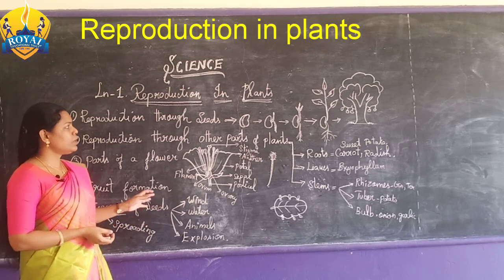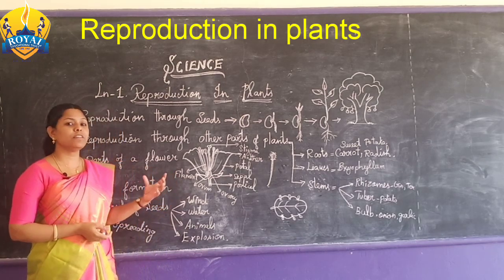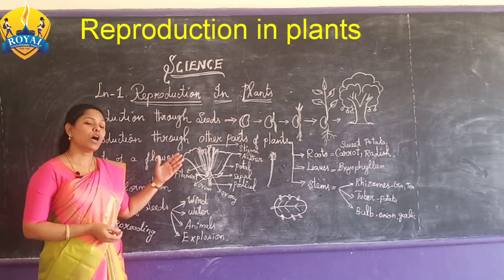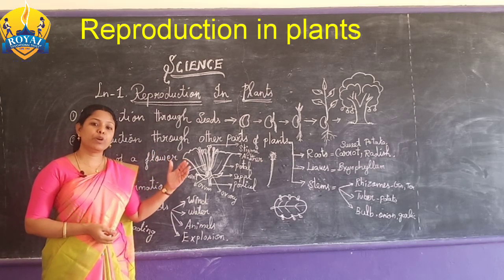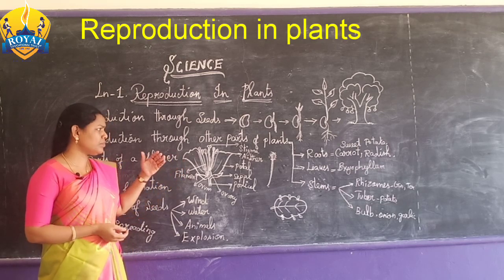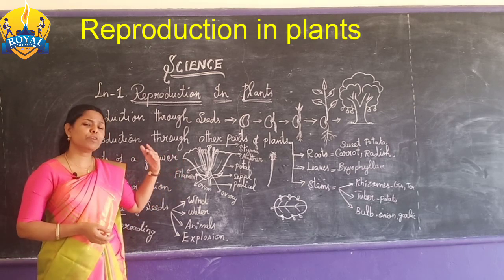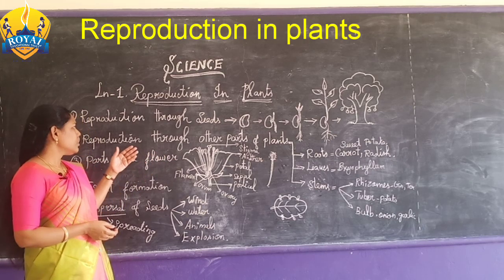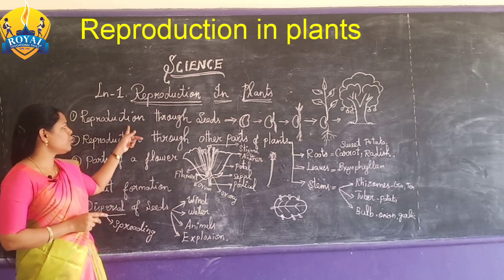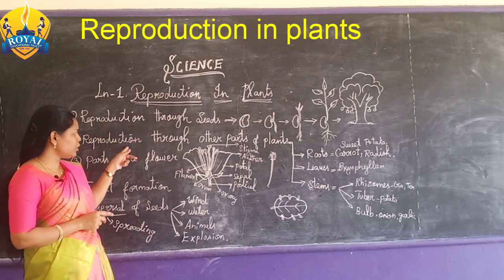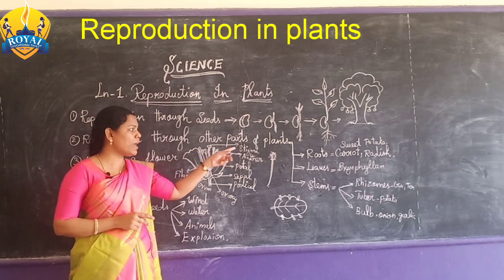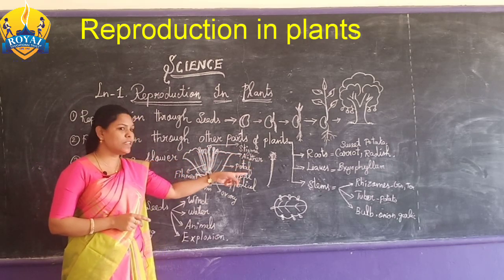So today, dear students, in this lesson we learned how a plant reproduces and how it gives rise to a new plant in faraway places. There are two types: the first is reproduction through seeds, and the other is reproduction through other parts of plants like roots, leaves and stems.